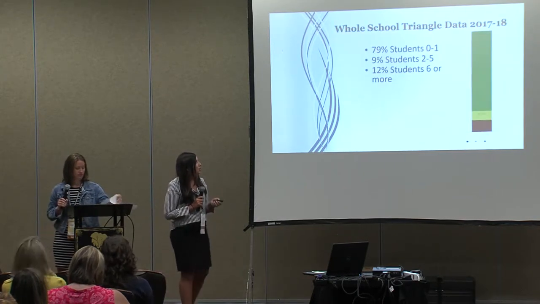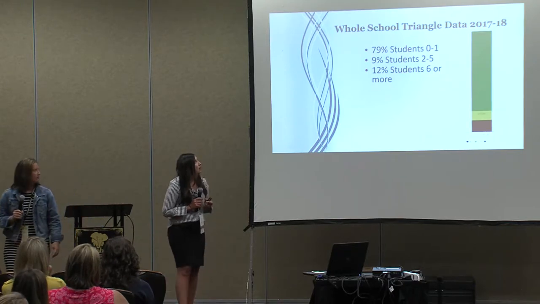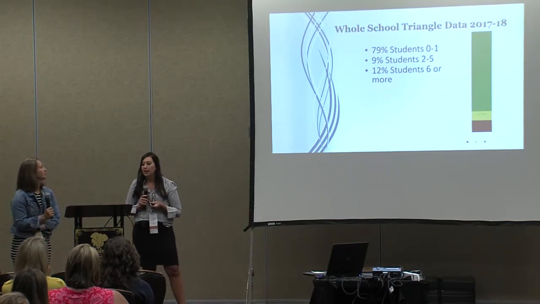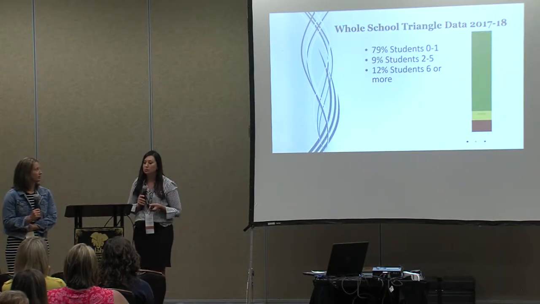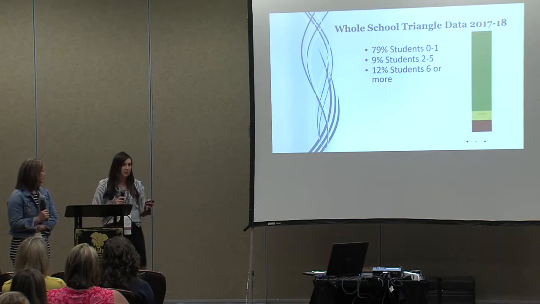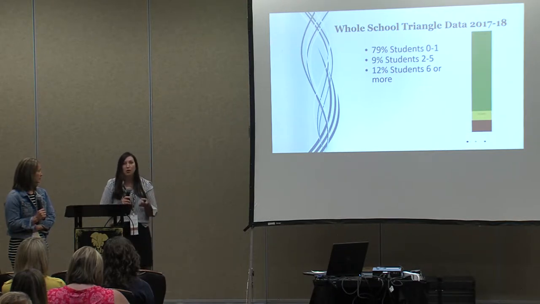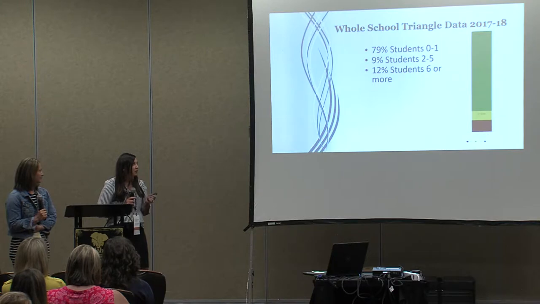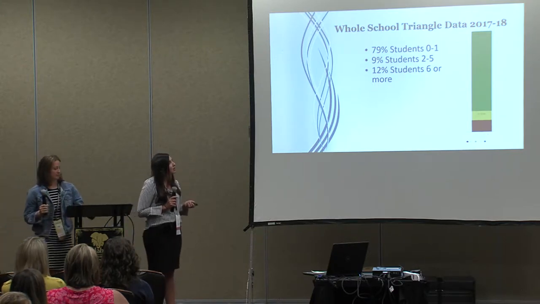So just grounding ourselves in some of that data as well, when we think of that RTI triangle that we're looking at, we're really not matching up from our data from the 2017-18 school year. Ideally, in that tier one, we should have between 80 and 90%. Our tier two should be between 5% and 15%. And then our tier three should only be between 1 and 5%. So looking at our data triangle did not look good. So we knew we needed to do something in response to that data.